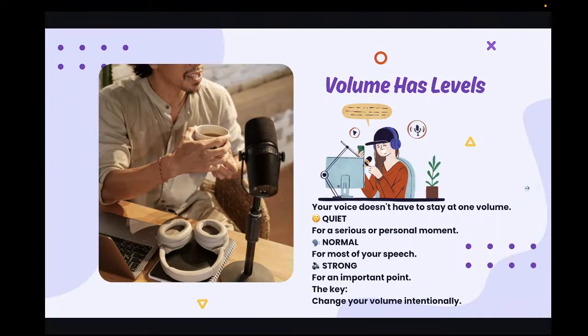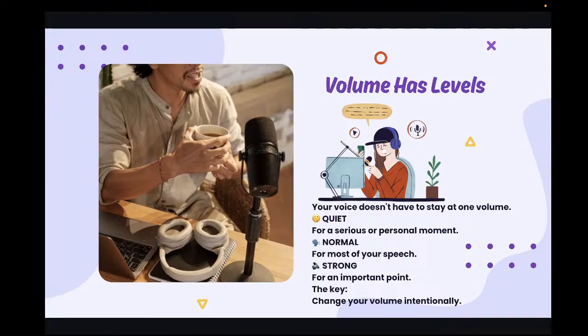Volume has levels, clearly, because I showed you that before. So your voice doesn't have to stay at one volume. Quiet for a serious or personal moment, normal for most of your speech, strong for an important part. The key is to change your volume intentionally.